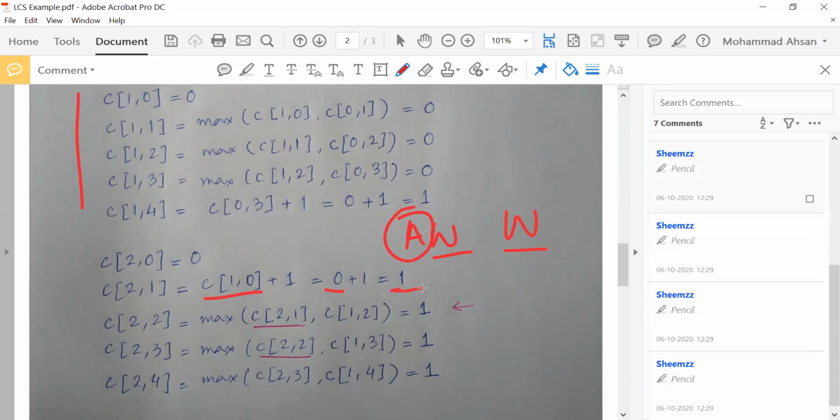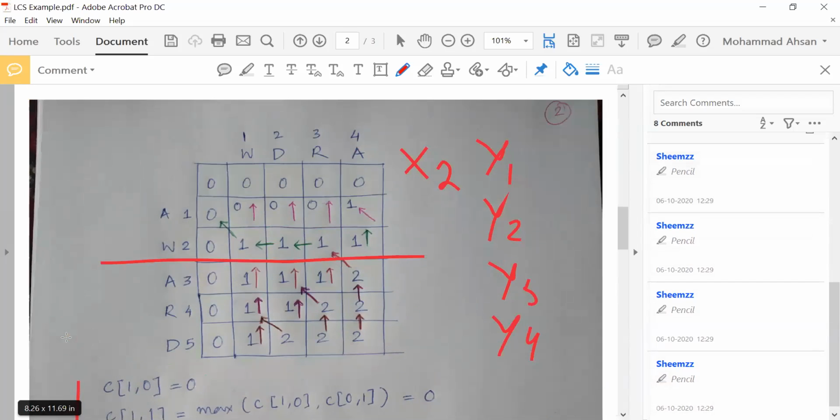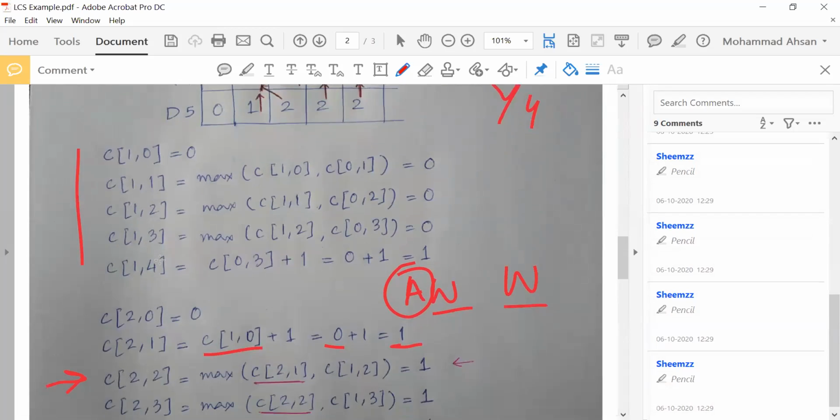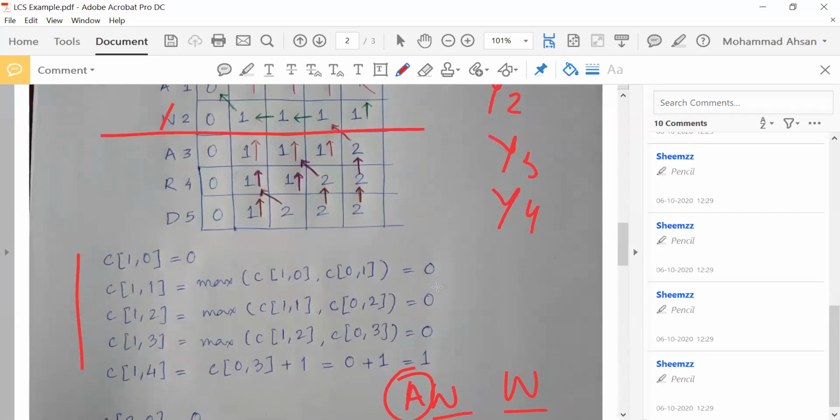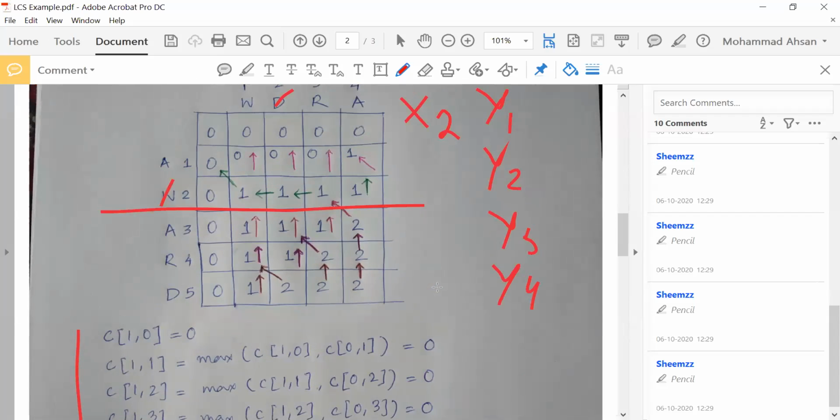So when we take two elements from X and two elements from Y, if you look up, AW and WD. We start matching from the last one. It does not match. So obviously, when it does not match, we have the two sub problems and we find the maximum of the two, C2,1 and C1,2. If you look here, 2,1 is 1 and 1,2 is 0. So out of the two, 2,1 is 1 and 1,2 is 0.